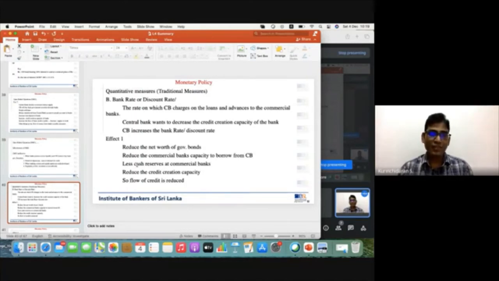If a central bank wants to reduce the credit creation capacity, what will happen to the rate? Can you guess? If the central bank wants to reduce credit creation, that means the central bank doesn't want to lend to the banks. So then the central bank will increase the bank rate. I have given the example.